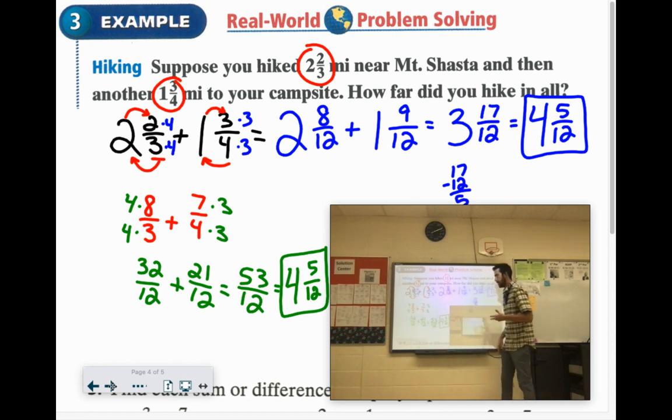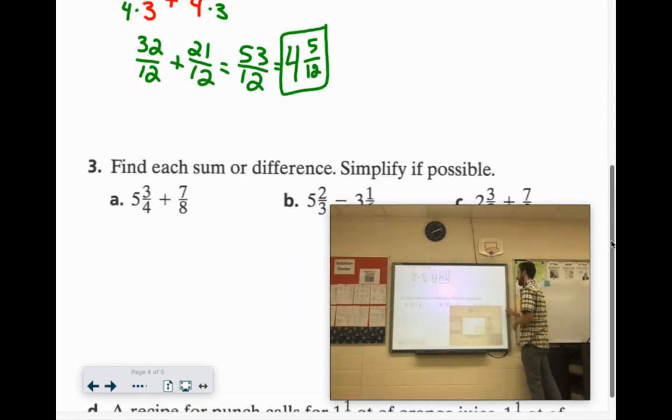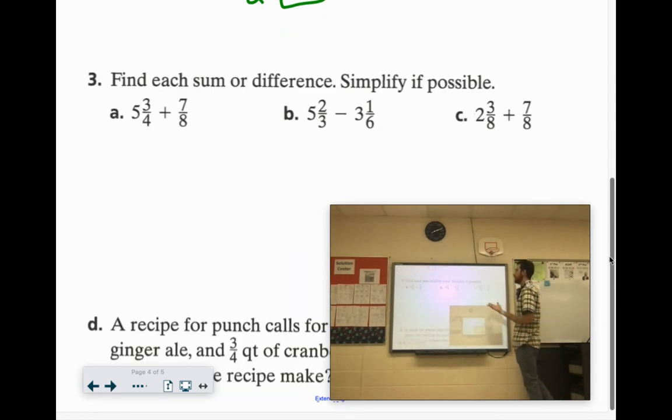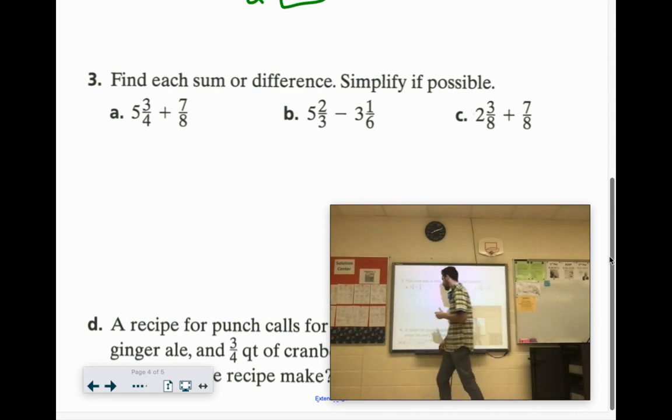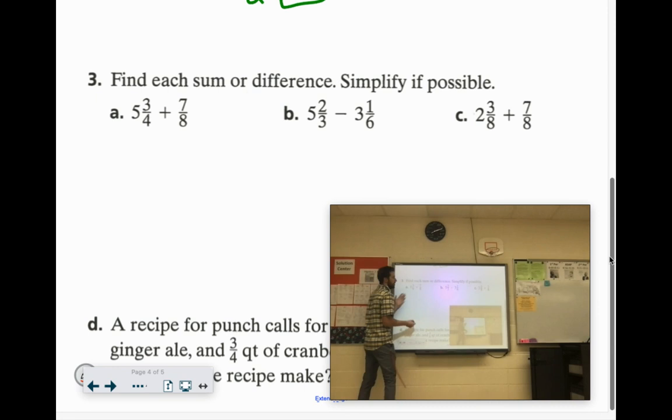Sometimes when you're doing subtraction, the improper way could be a little bit easier, and maybe something like that will happen. But I'm going to try to do all of these kind of the way we did it, keeping them mixed numbers. But we got to get that same denominator. So this would have to be eighths. So times 2 times 2.